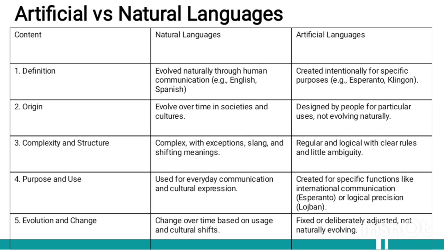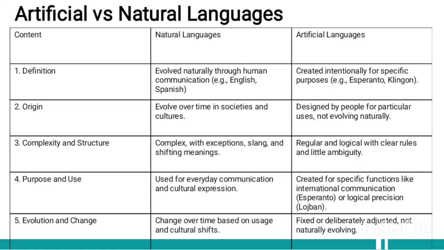In artificial languages, these languages are intentionally created by people for a specific purpose. They do not evolve naturally but are designed with a clear structure and purpose. Examples include Esperanto, which was created for international communication, and Klingon, created for the Star Trek series.